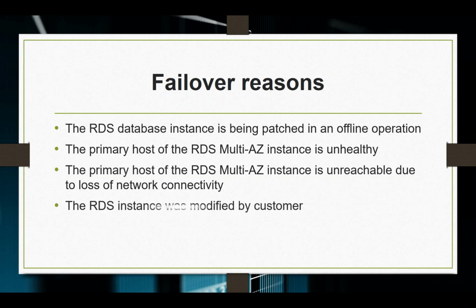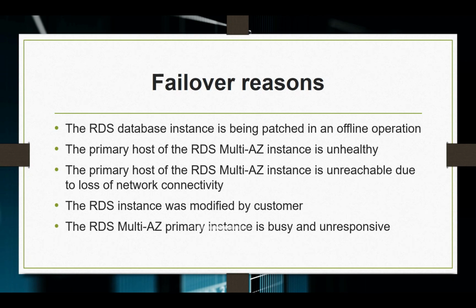You, the customer, could also modify the database instance. So a modification as well could also trigger a failover. Another cause is when the RDS multi-AZ primary instance is busy and unresponsive. So for example, if you have high CPU utilization, high memory utilization, and your database instance becomes unresponsive for a while, then this could also trigger a failover. So now that you understand this theory, let's head over to the AWS console to get practical.